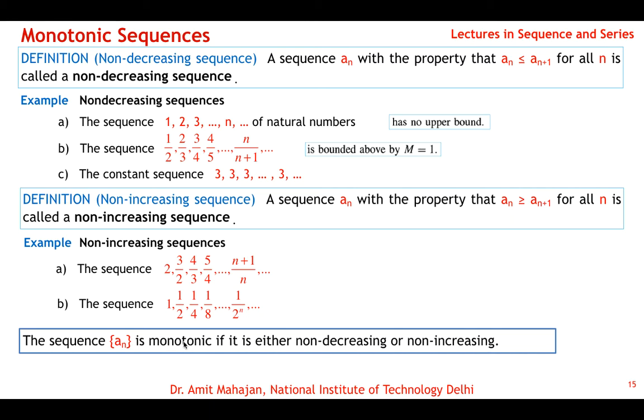And of course there are sequences which are non-monotonic, that means they are neither non-decreasing nor non-increasing. For example, the sequence 1, minus 1, 1, minus 1, 1, minus 1 is not monotonic, because the second number is less than the first but the third is greater than the second. So neither property is satisfied for all n.